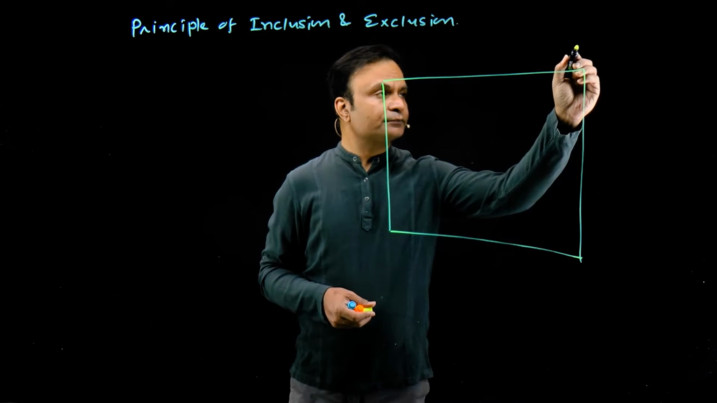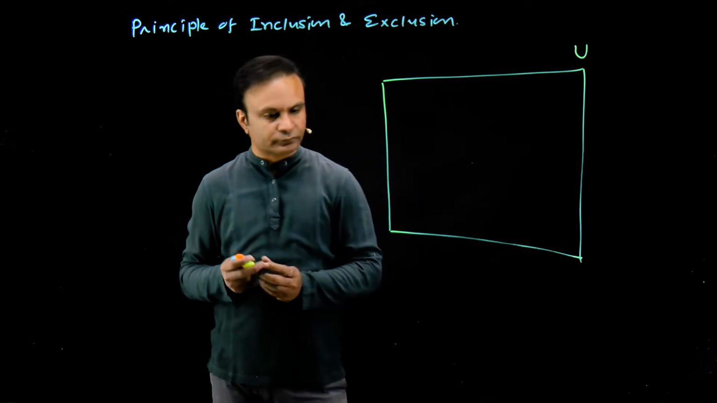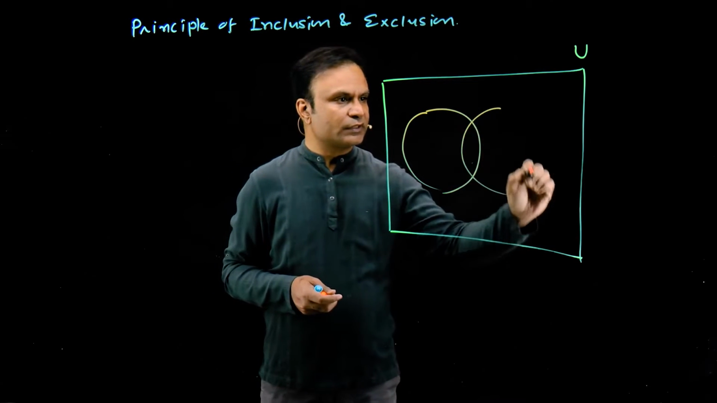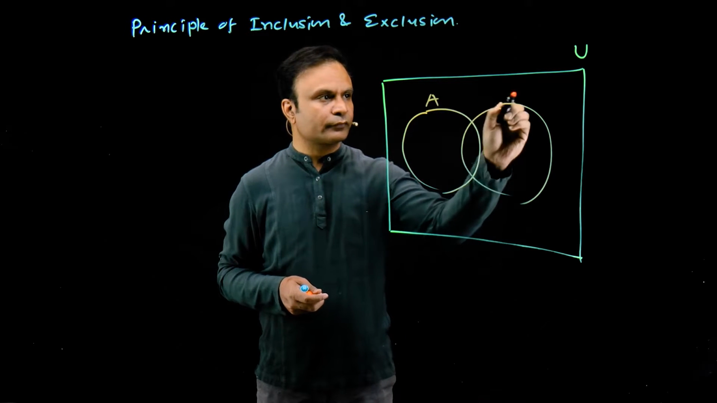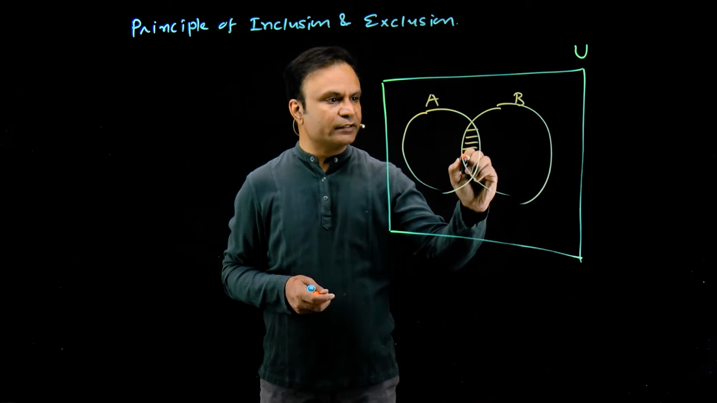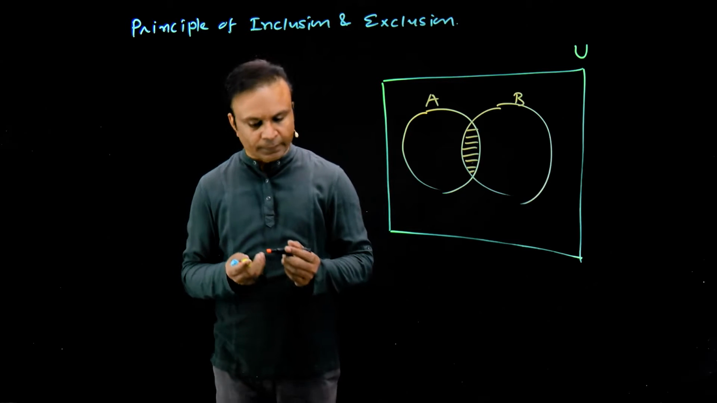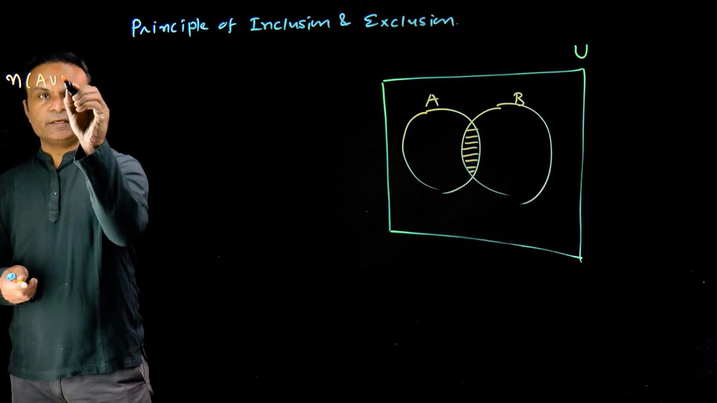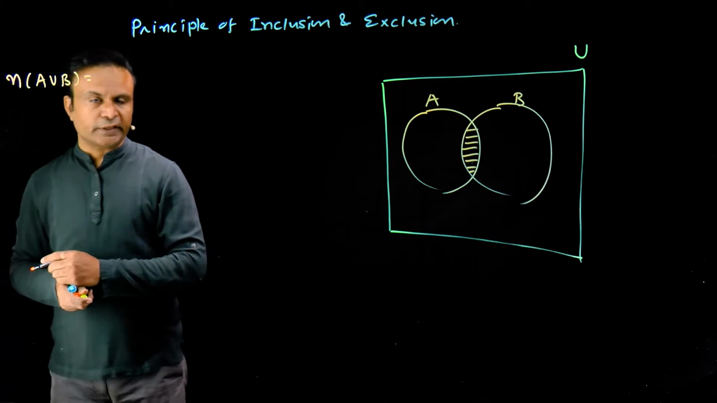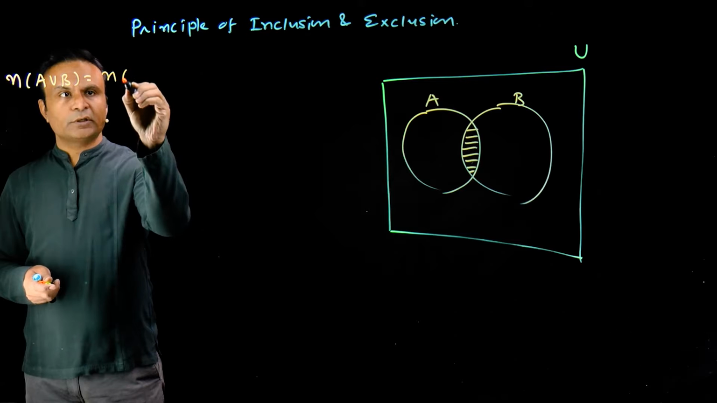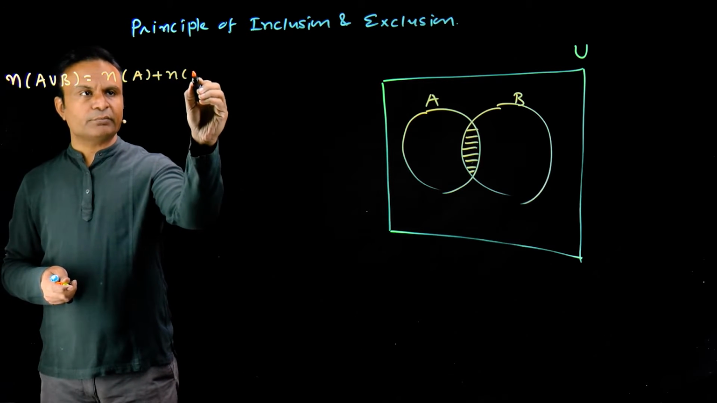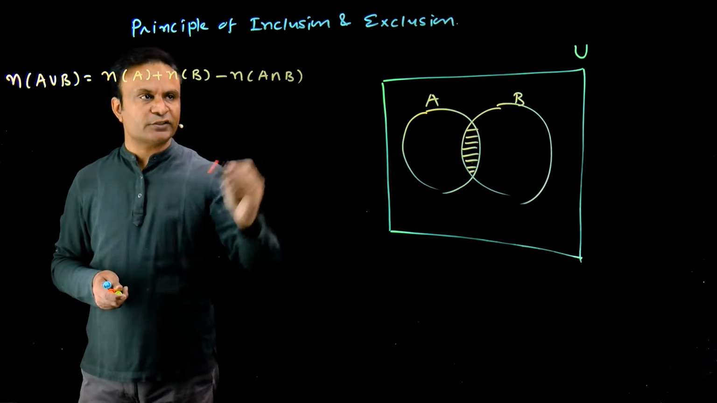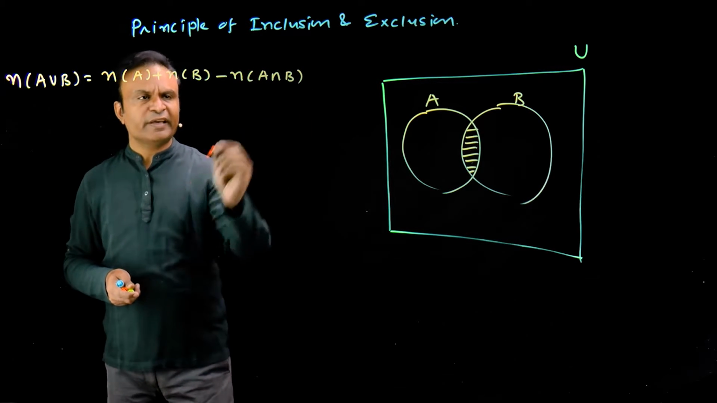This is our universal set, in which I am having these two subsets A and B. This is A intersection B. Okay. Now what is the formula for the number of elements in A union B? क्या होता है इसका formula? This is equal to the number of elements in A plus the number of elements in B minus the number of elements in A intersection B. We are subtracting this.